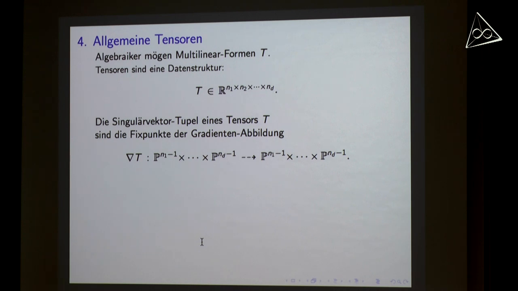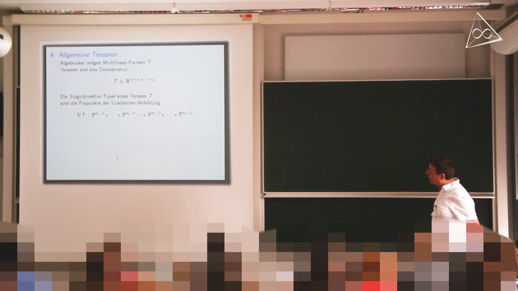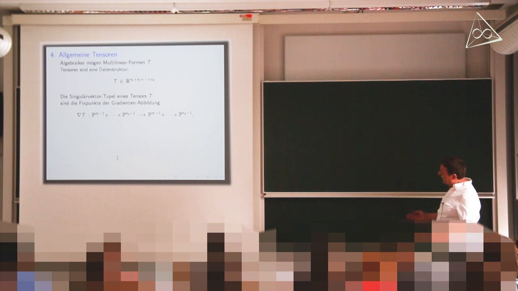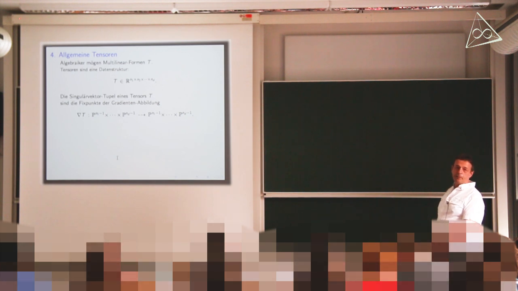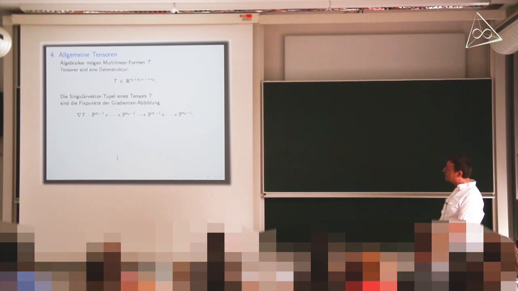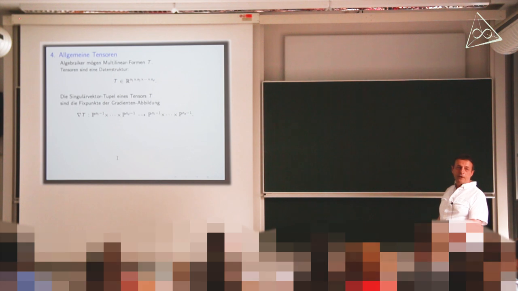Now algebraists, they like bilinear forms, but they also like multilinear forms. So a tensor is a data structure for encoding a multilinear form. So if you have a general N1 by N2 by ... by ND tensor, then that's the same as a multilinear form. Now let's apply the same recipe we've applied the whole hour. Let's look at the gradient vector of this multilinear form.